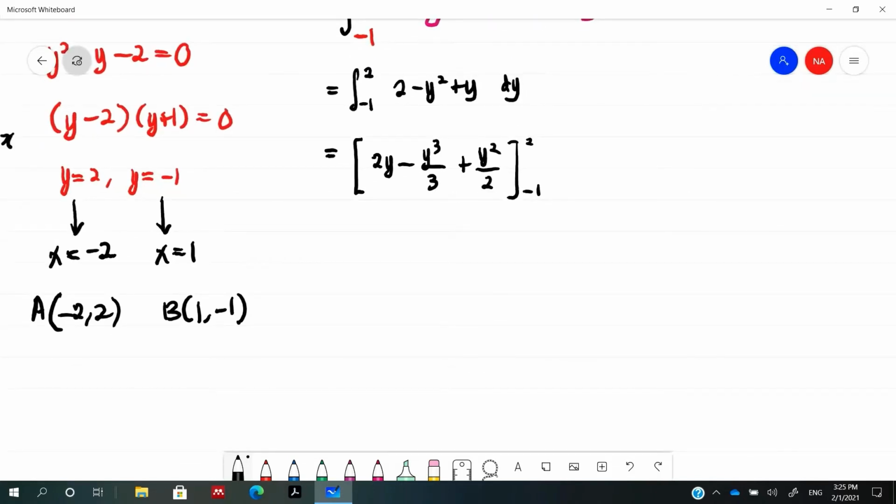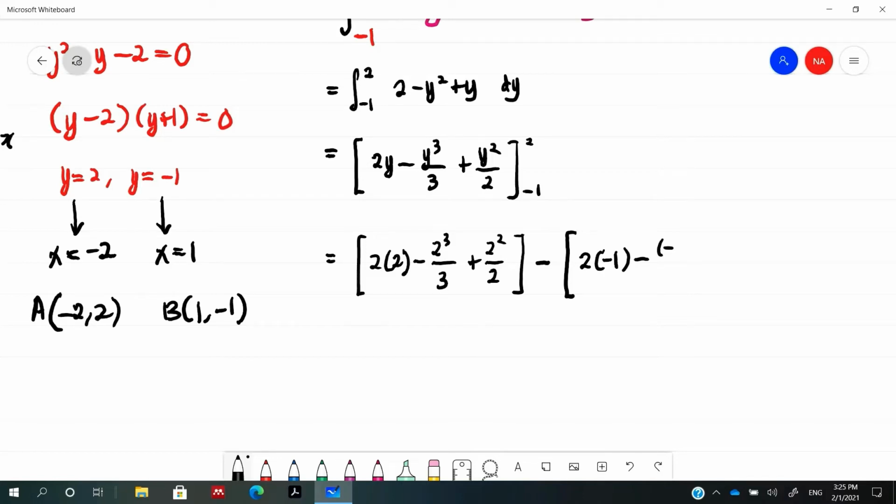So now we want to substitute with the value 2 first. So we'll have 2 multiplied by 2 minus 2 to the power of 3 over 3 plus 2 to the power of 2 over 2. Then we have to subtract the one substituted with negative 1, which is this: negative 1 to the power of 3 over 3 plus negative 1 squared over 2.